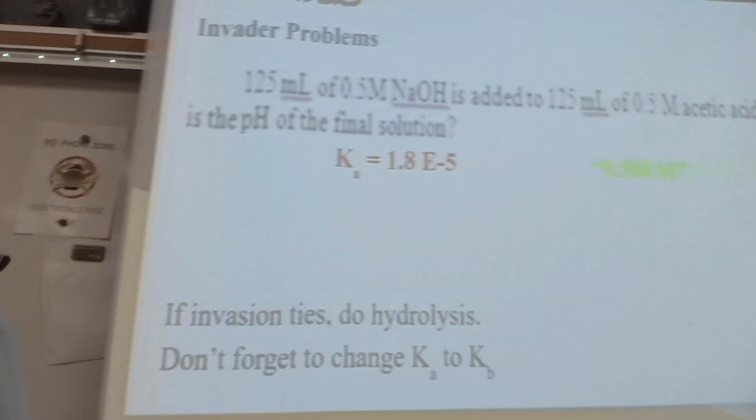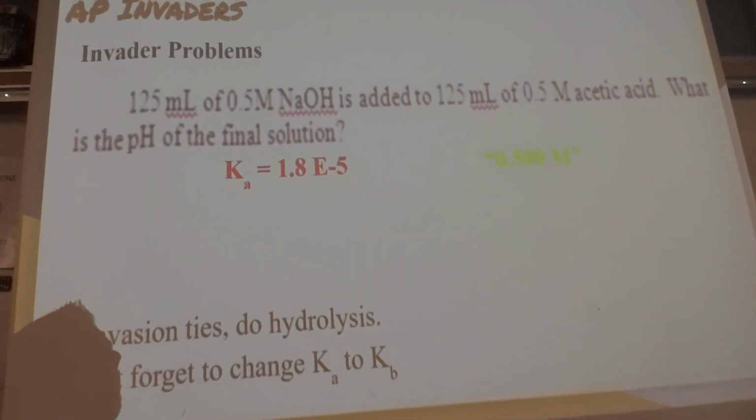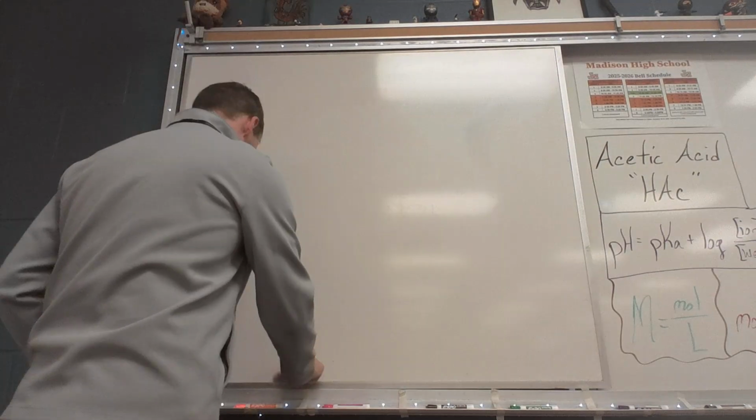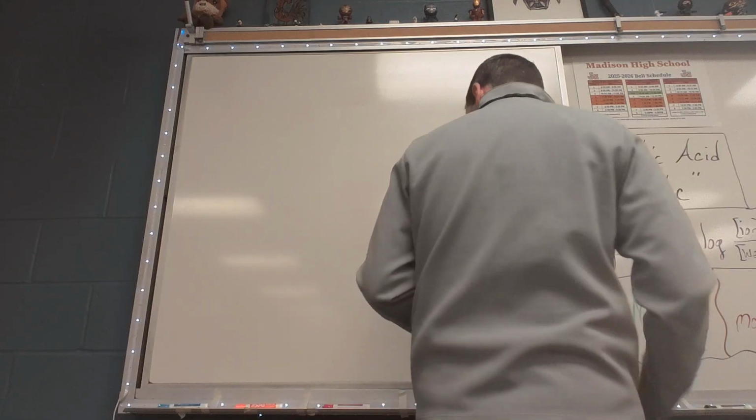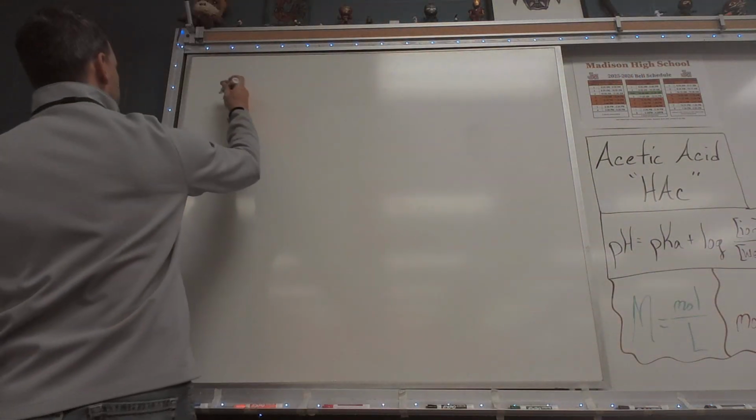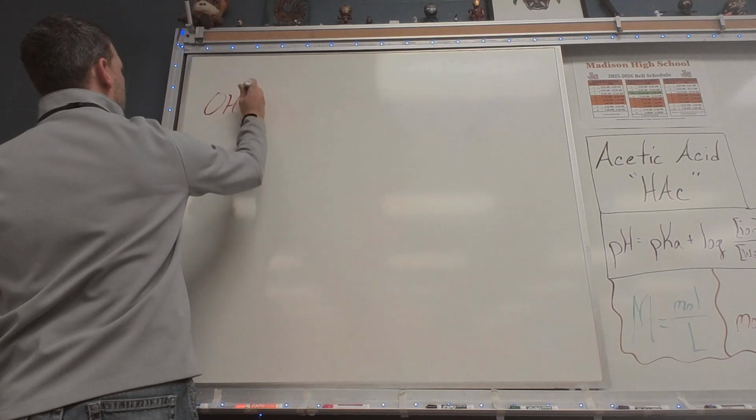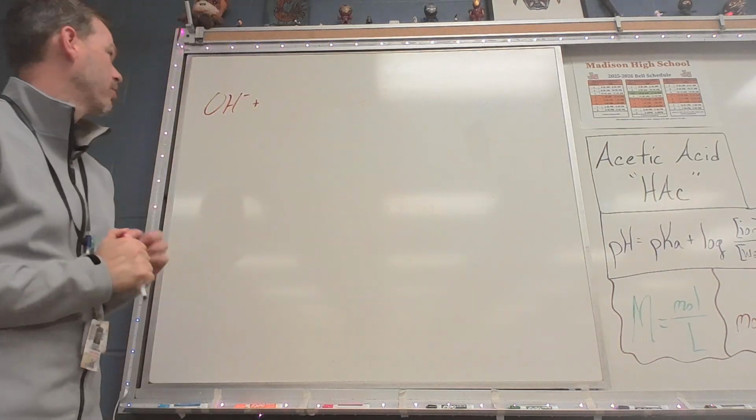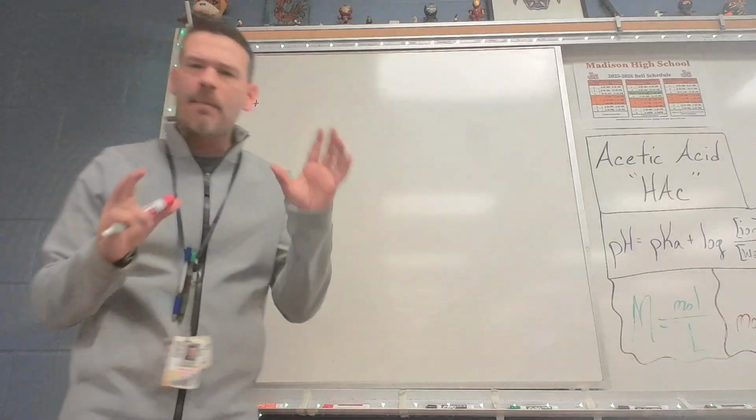All right, take a looky. It's a new one. What's the invader this time? Okay, but refine that. What's the real invader? OH minus. All right. The invader this time is going to be hydroxide. It's always either OH minus or H plus. No weak invaders. But this time it's a little simpler.